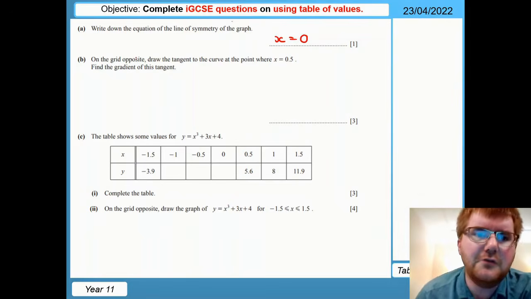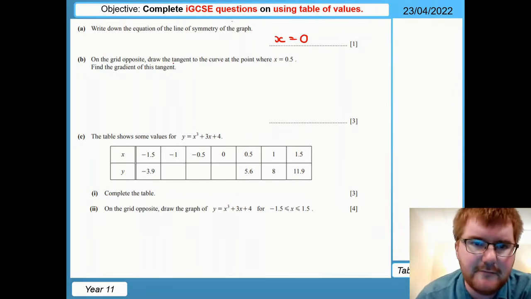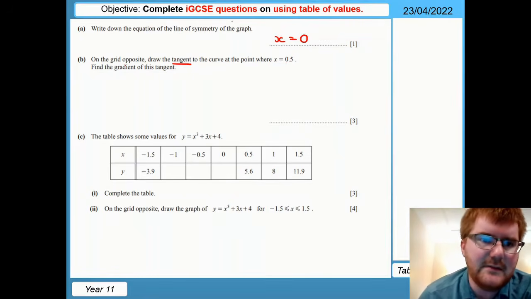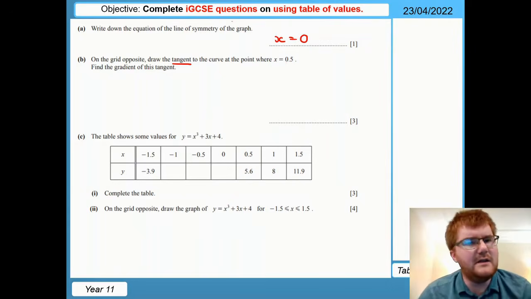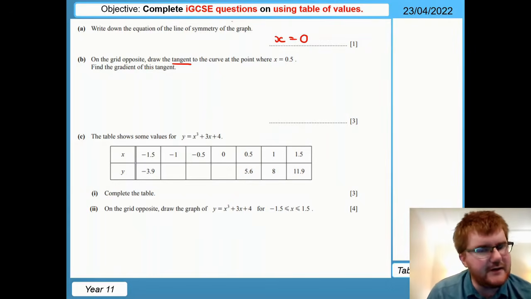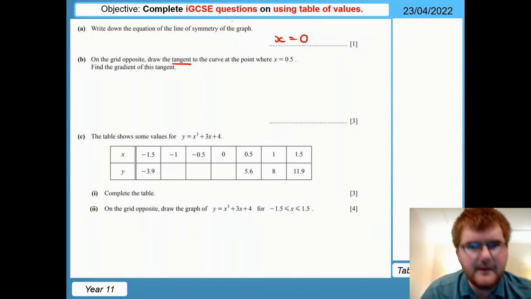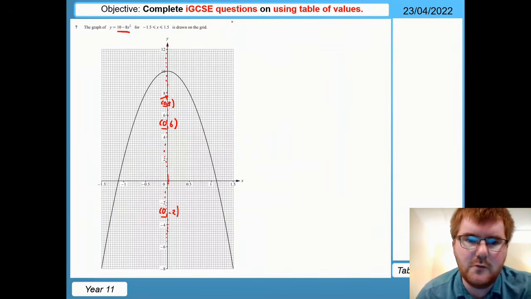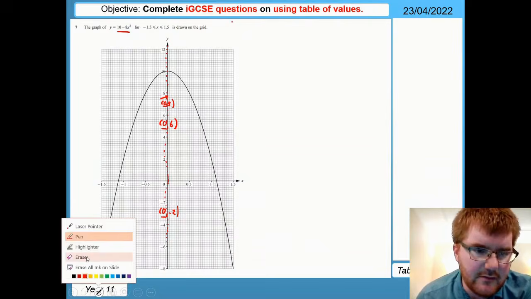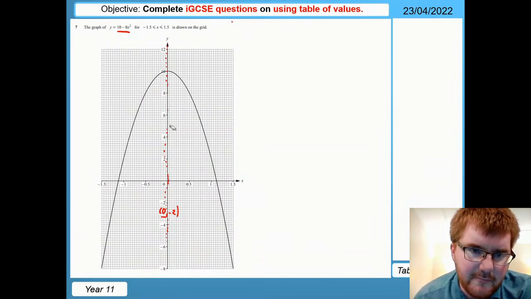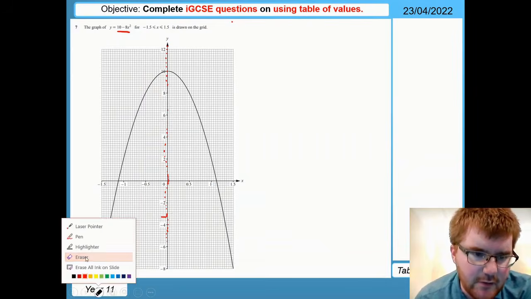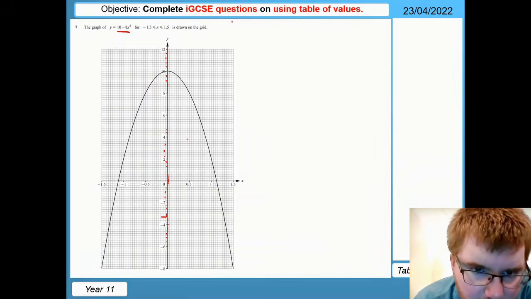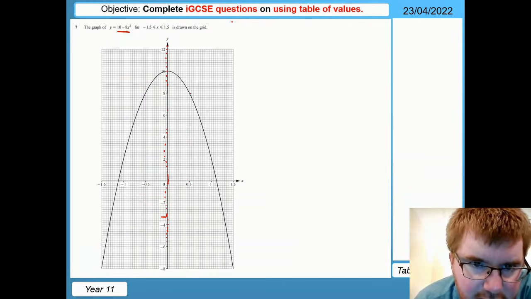If you find that tricky to remember. Now on the grid opposite, we need to draw the tangent, we saw that word in the very first question, to the curve at the point where x is equal to 0.5. And once we've drawn that tangent line, then we need to find the gradient of this tangent. Now, like one of the previous questions, we do get a range of answers in which we are allowed to have. So as long as we draw an accurate diagram, we should get to that. Now, what do we actually need to do? Well, first of all, we identify x equals 0.5. I'm going to rub out what I did before, so we've got plenty of space. So all we do is go along to 0.5 and we go all the way upwards until we touch the curve, which is at 8.